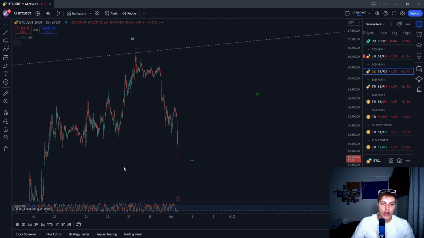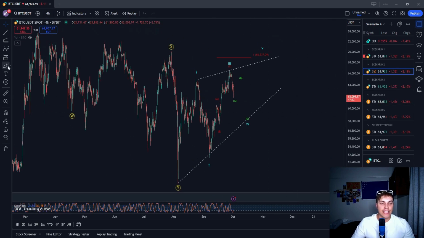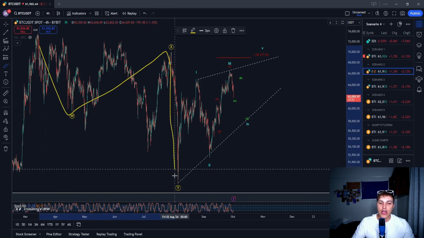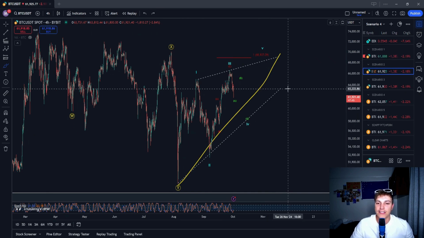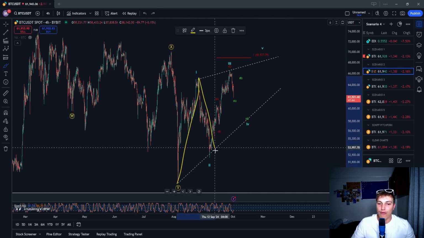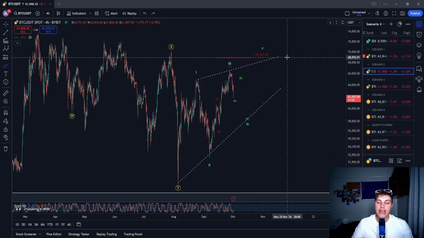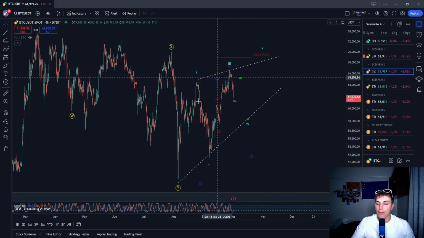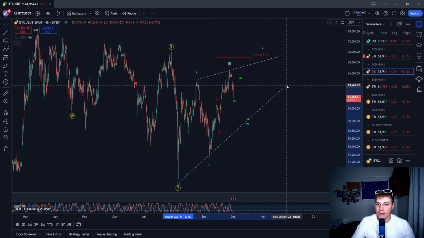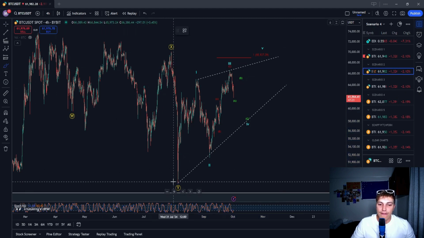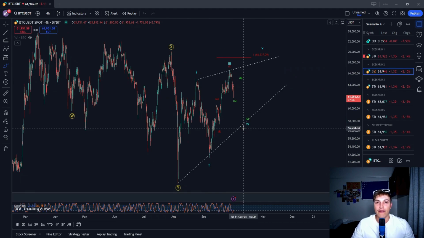On the second scenario, we have a leading diagonal, which is a finished WXY, WXY, and now we are starting that move all the way to all-time highs, and we are doing that in 5 waves, 1, 2, 3, 4, and 5 to the upside. This is where I think price could end up if we find support at this trend line here. So if we look here, we have a wave 1, 2, 3, and are currently in the wave 4.